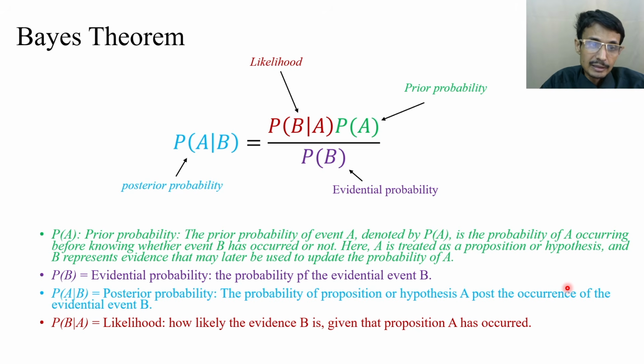And what is the likelihood? That is P of B given A, how likely the evidence B is, given that the proposition A holds. So these are the major things that we will use later in our course. When we see Bayesian statistics or different machine learning methods, these kinds of statistical meanings and tools are used.